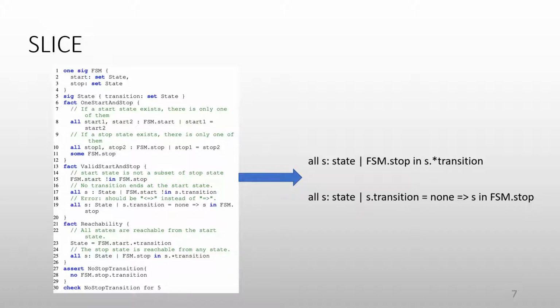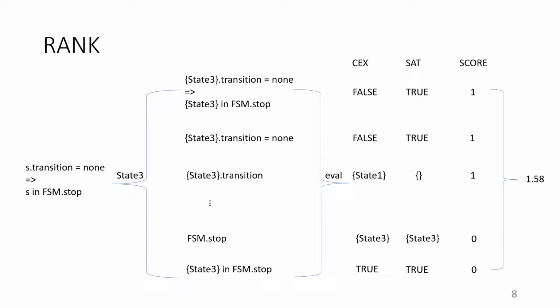Using the relation information, we can then slice the whole model to find expressions that are most related to the bug. In this case, we actually get 2 expressions. FLACK then tries to rank those expressions by assigning a score to each of them.